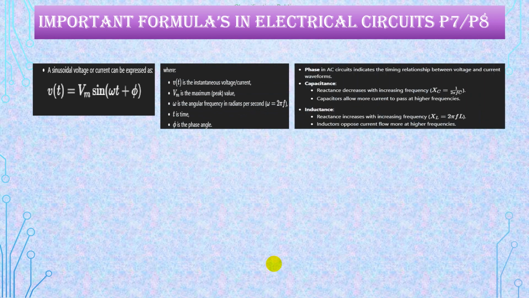Here Xc, if we have capacitance, is given by 1 by 2 pi Fc. If we have inductance, XL is 2 pi Fl, where F is the frequency. What is frequency?